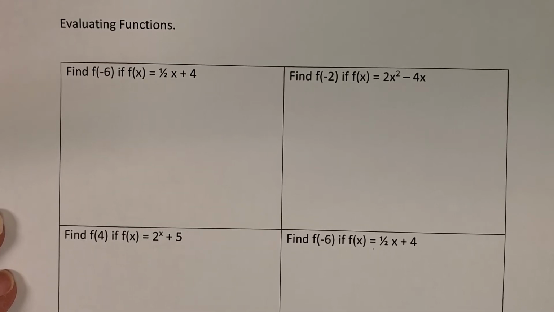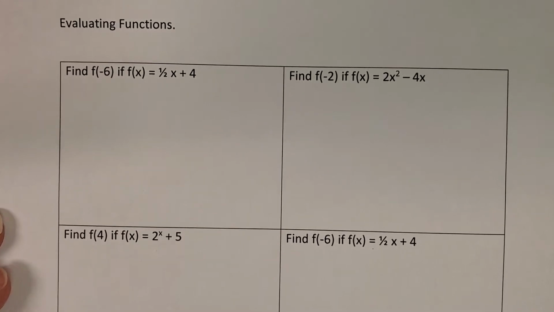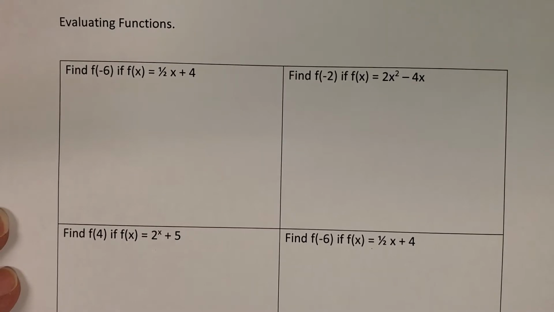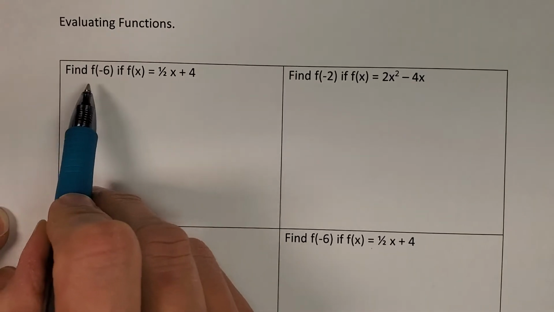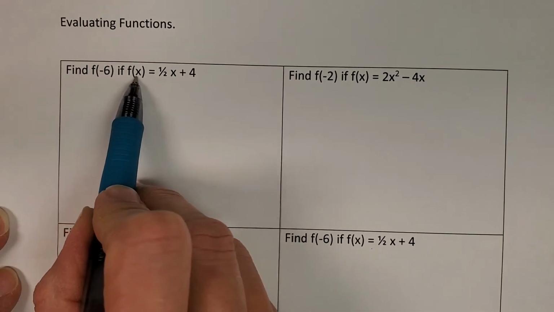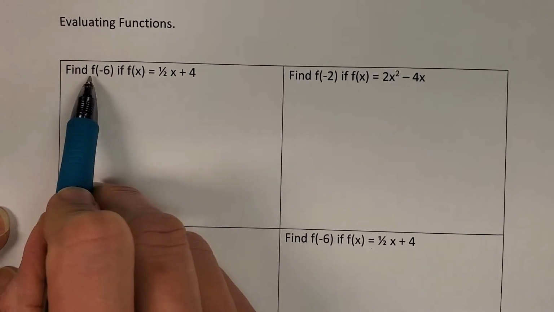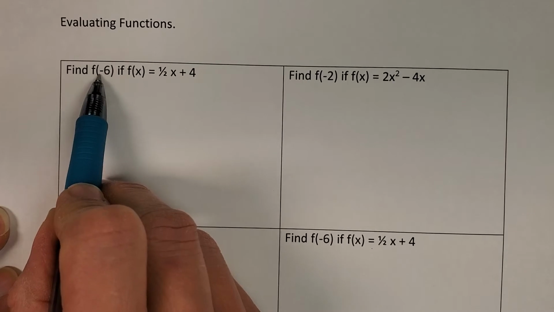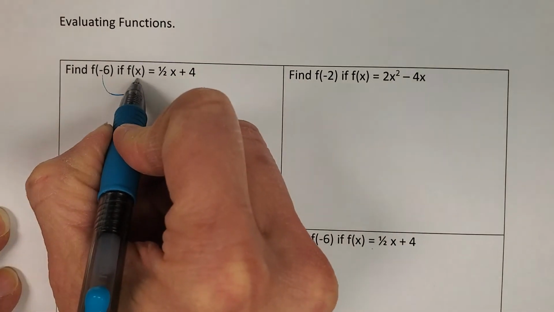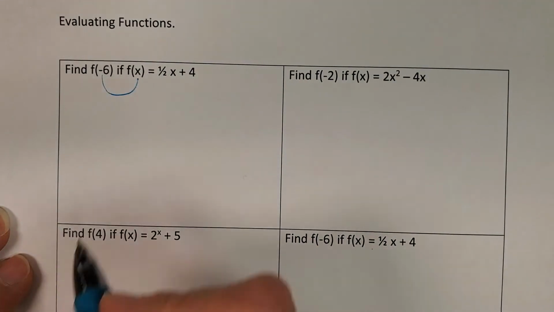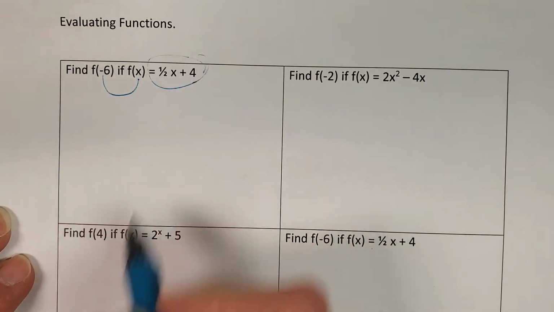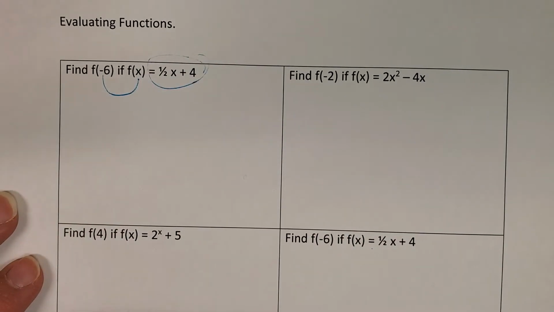So there's three different kinds of functions we're going to do today, and this is part of your asynchronous work for the week. So when we have a function, remember the name of the function is this little thing right here, we say f of x. And when I am asked to find f of -6, what they're saying is, hey, x just changed to -6. Find out what this equals when x is -6.